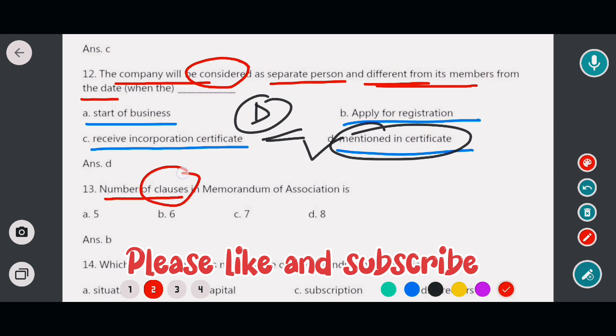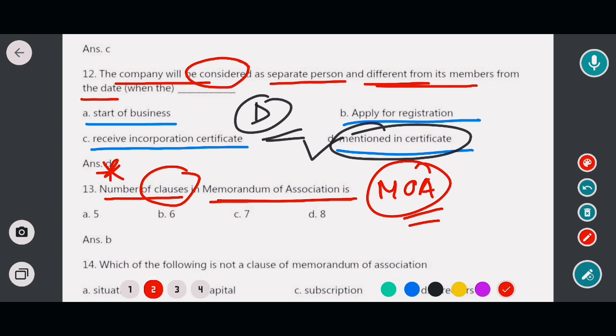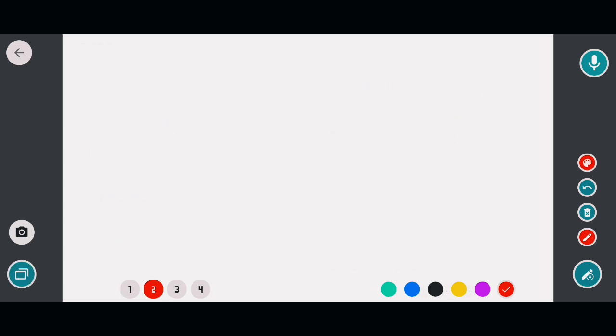Number of clauses, very important question. Number of clauses in memorandum of association, that is MOA of a company. Okay, so what is memorandum of association? Memorandum of association is a legal document that establishes the framework for a company, and it is a crucial part of the company's legal framework. Okay, that means what is memorandum of association?